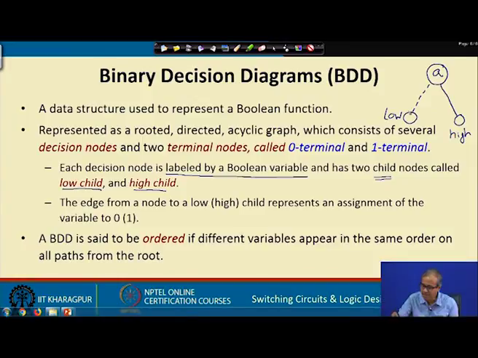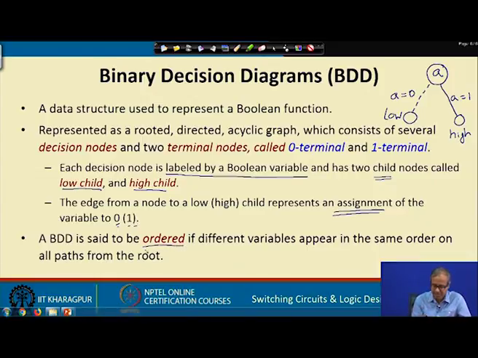We will go to the left direction whenever a is equal to 0, and we will go to the right direction whenever a is equal to 1. So, the two edges represent the assignment of the variable a to either 0 or 1. Now, this we shall see later.